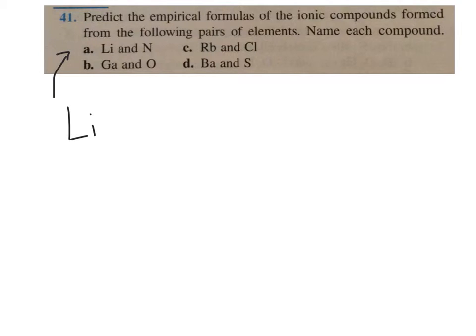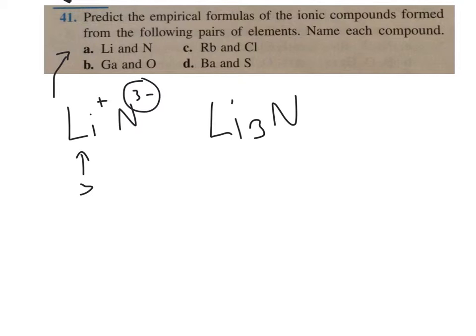Lithium is a +1 ion. Nitrogen is a 3 negative ion based on where it's at on the periodic table. So therefore, it's going to take 3 of these guys to cancel out the charge of 1 nitride ion. Remember, the compounds must be balanced in charge, and so we end up with Li3N for that.